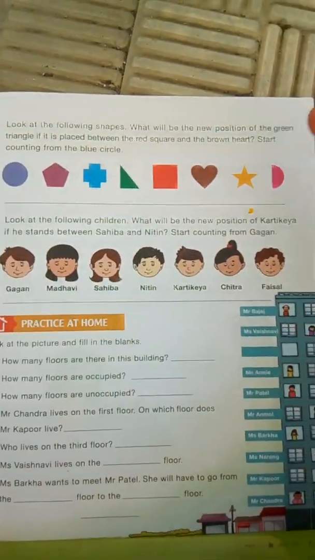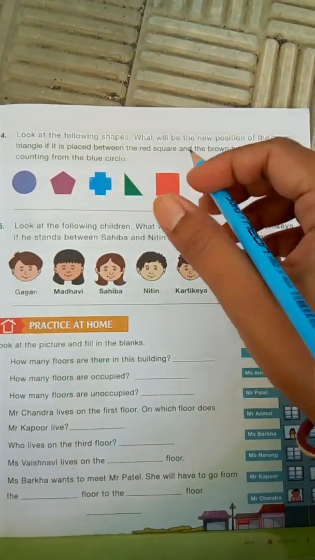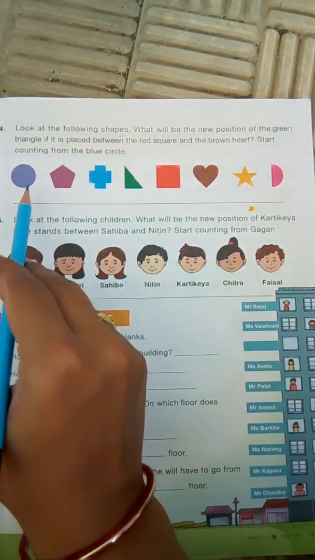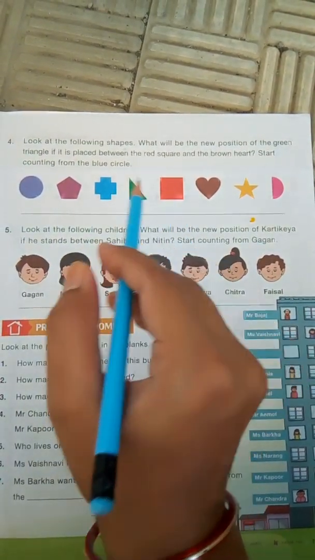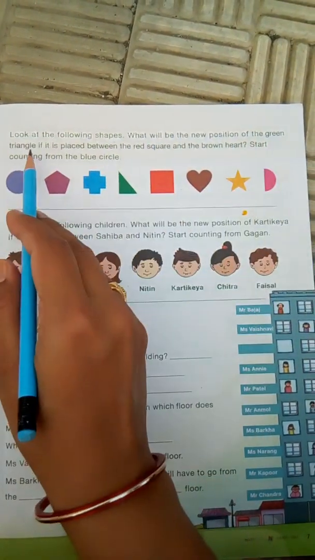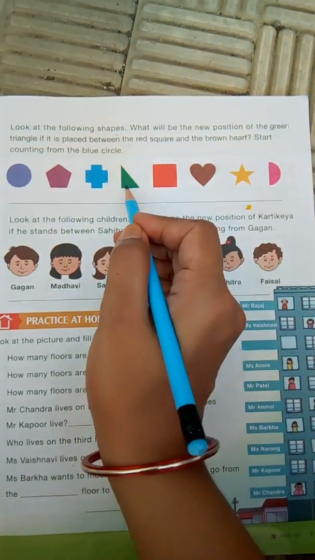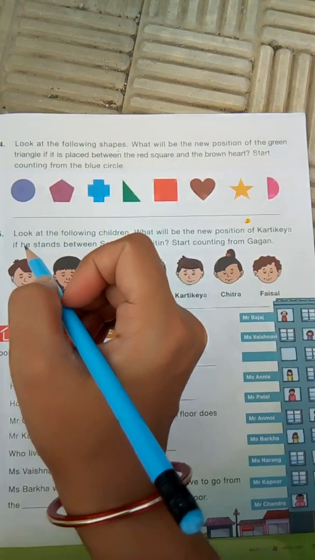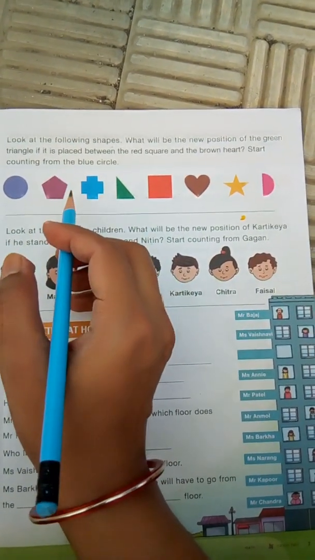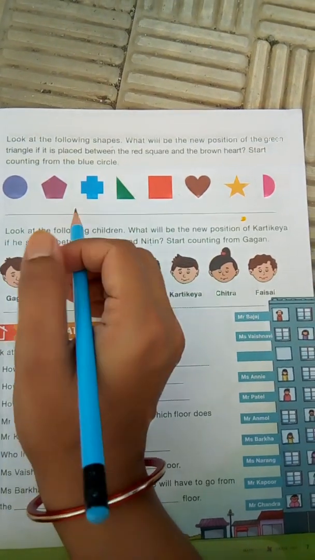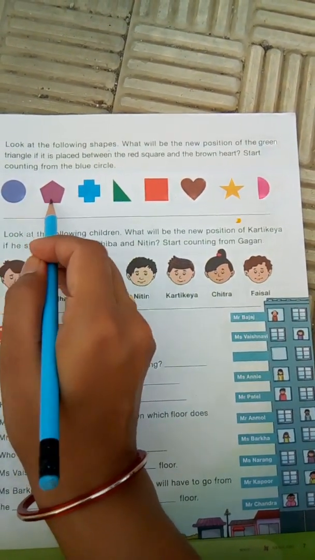Now our next question is, in the same way, look at the following shapes. Different shapes were there. What will be the new position of the green triangle? See children, here one green triangle is there. They are asking what will be the new position of the green triangle. Now what is the current position of the green triangle? We will see first, second, third, fourth.